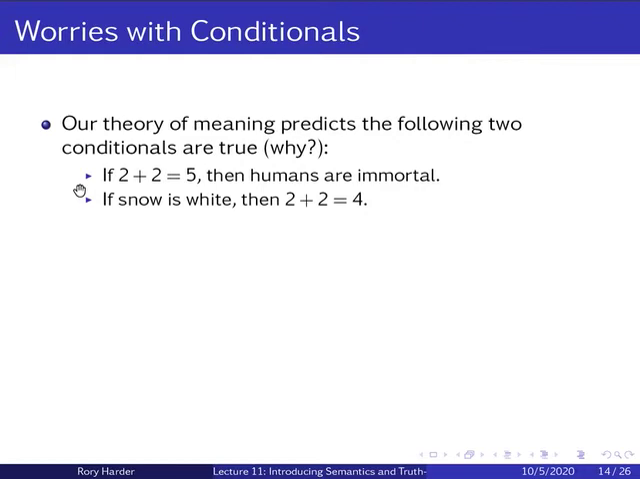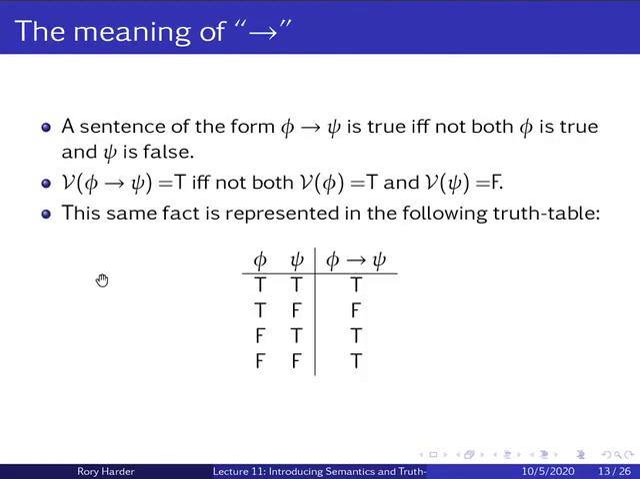Now look at this second example. If snow is white, then 2 plus 2 equals 4. Now this seems, again, like a very weird thing to say, and it seems kind of odd to say that this is a true claim. But now if we compare this sentence to our theory above, we have phi is a sentence, snow is white, and psi is a sentence, 2 plus 2 equals 4. And those are both true sentences. So we're in the first row, and again in the first row where both the first and the second part of the conditional are true, the entire conditional is true.